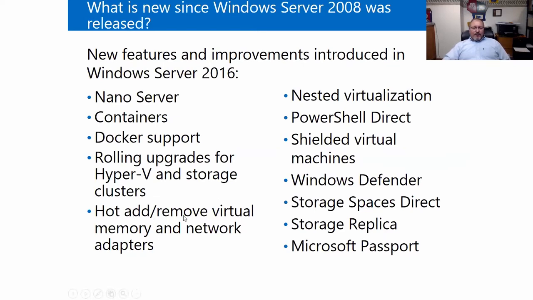Hot add and remove of virtual memory and network adapters are now available for Hyper-V machines. That's kind of cool because that's a pretty common thing to want to be able to do. Nested virtualization is now supported. Nested virtualization means I'm going to use a virtual machine as a virtual machine host and then run virtual machines on a virtual machine, which almost sounds redundant, but it's a useful mechanism in this day and age.